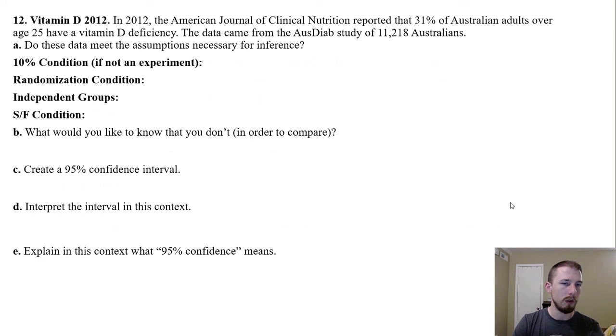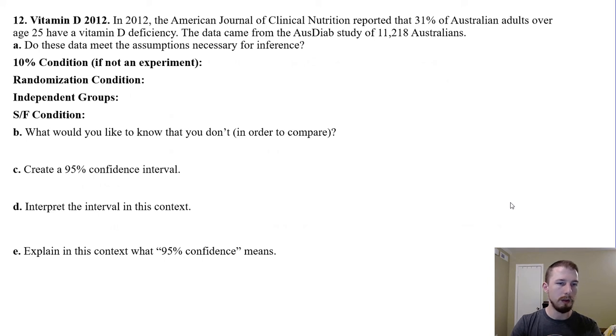Vitamin D in 2012. In 2012, the American Journal of Clinical Nutrition reported that 31% of Australian adults over the age of 25 have a vitamin D deficiency. Data came from an ASDIAB study of 11,218 Australians. Does the data meet the assumptions necessary for inference?